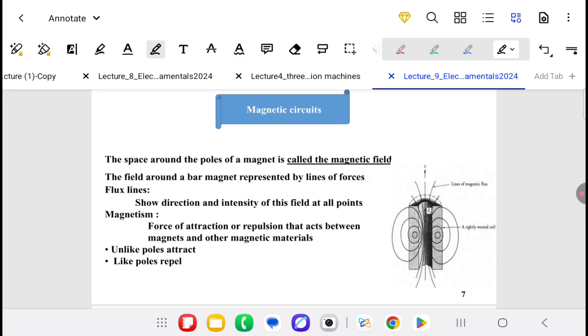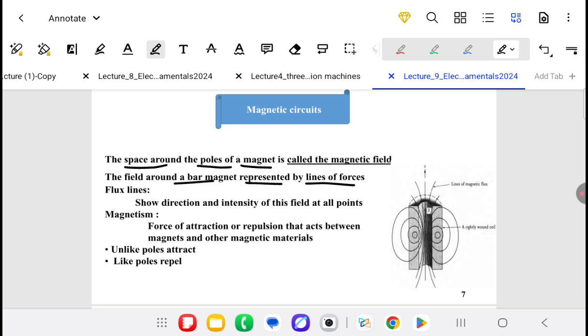Magnetic circuit. What is a magnetic field? The magnetic field is a space around poles of a magnet. The field around a bar magnet is represented by lines of force. These lines of force originate from the north pole and terminate at the south pole.